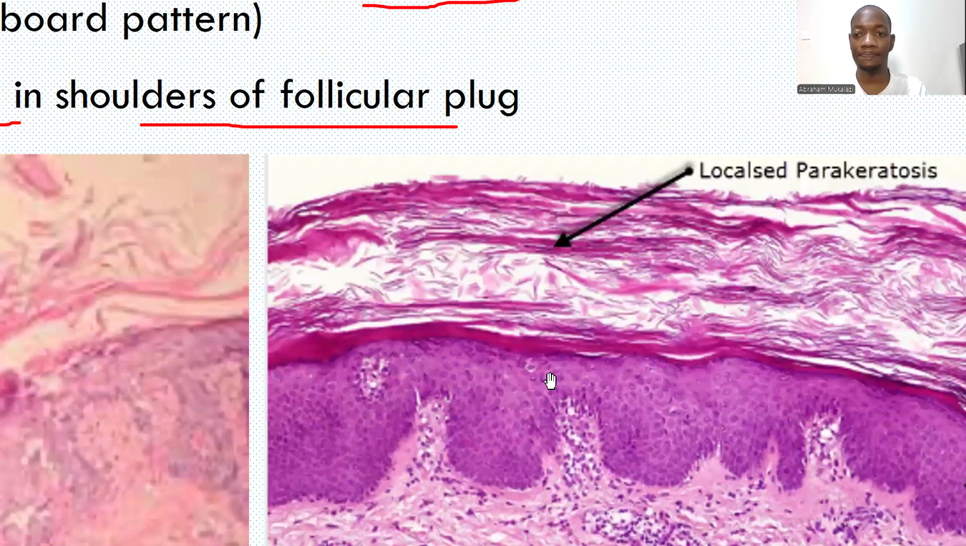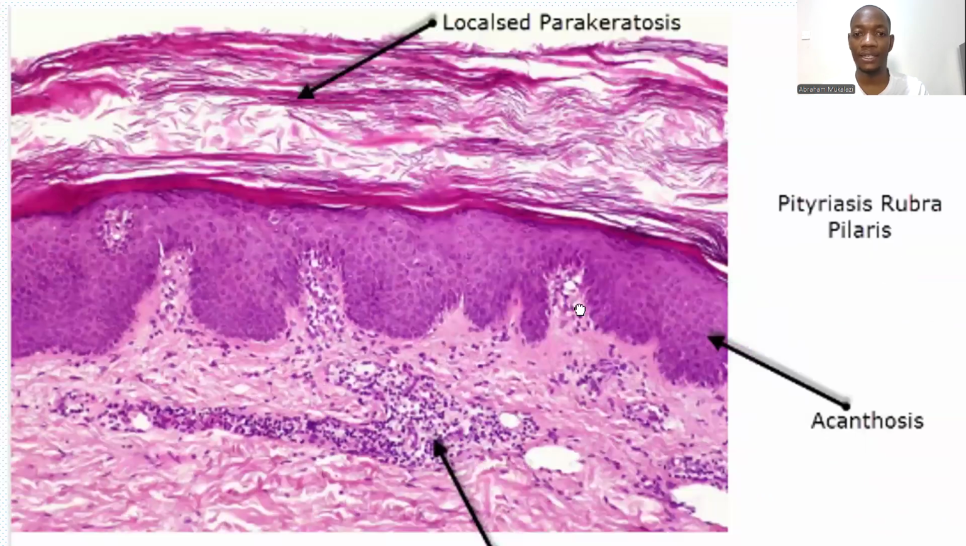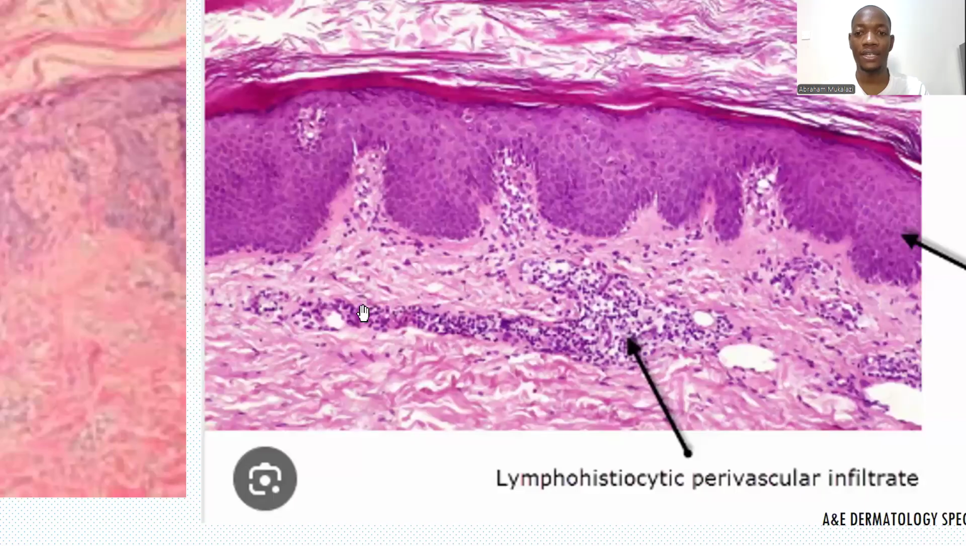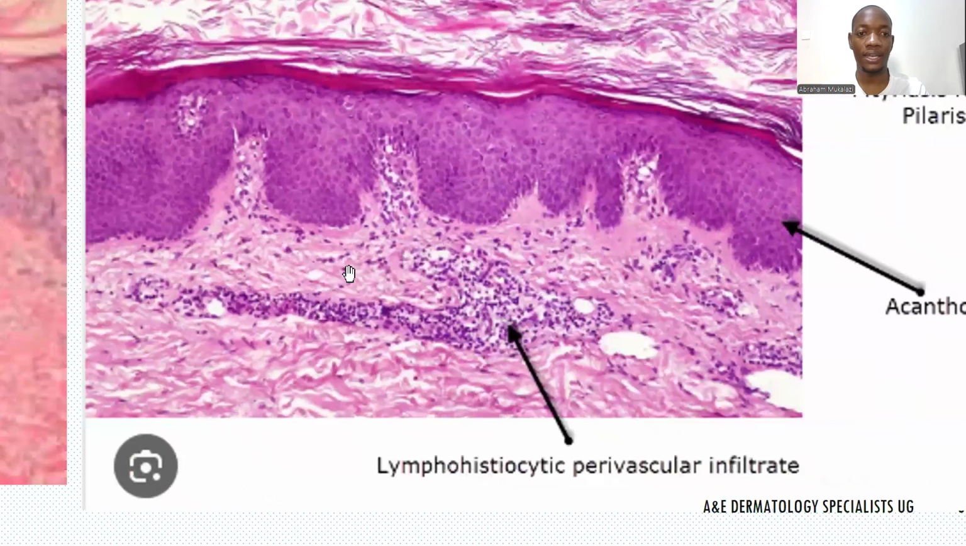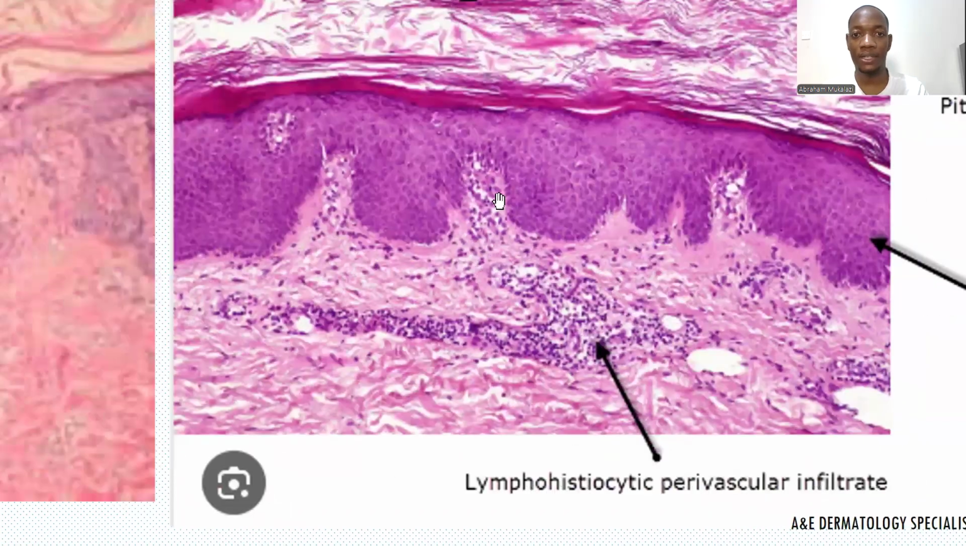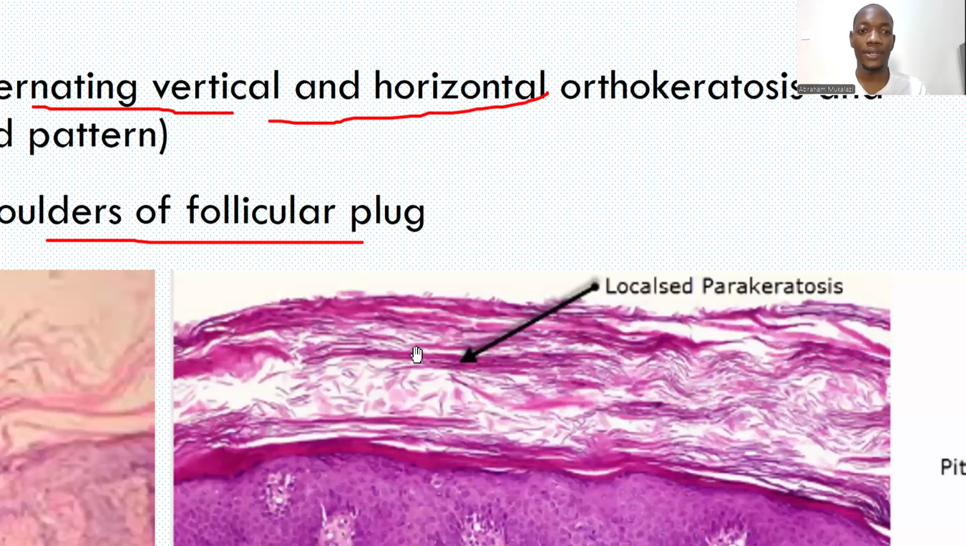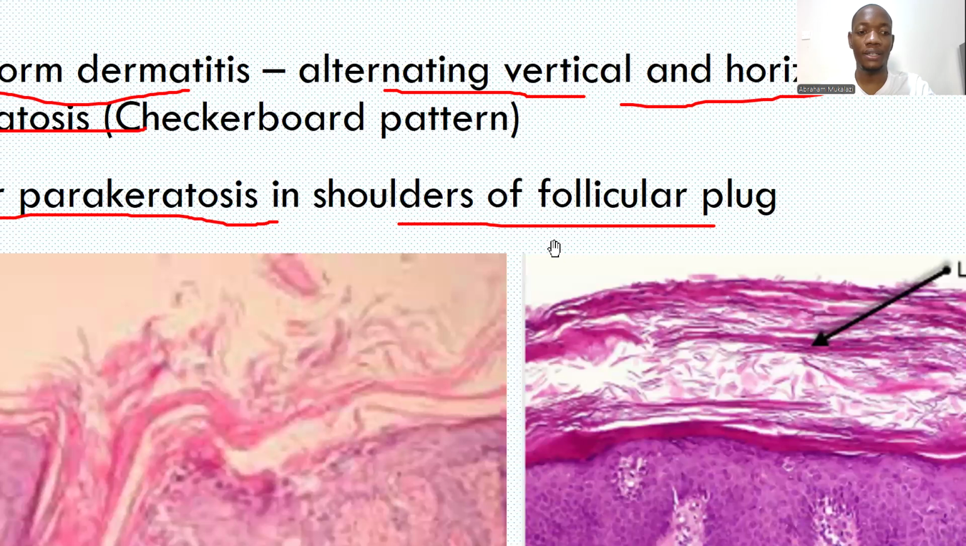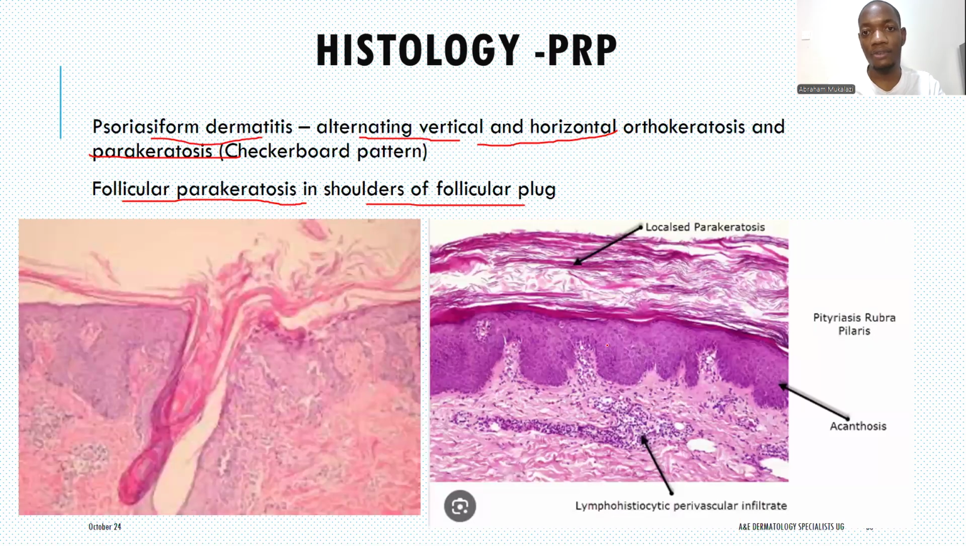Then you'll have also lymphocytic infiltrate, as you can see here, down here below. These are lymphocytes that are infiltrating all down here. All these are lymphocytes. So at least you remember the checkerboard pattern. Then you remember lymphocytic infiltrate, acanthosis, and then also follicular, or what we call follicular plugging with the parakeratosis.